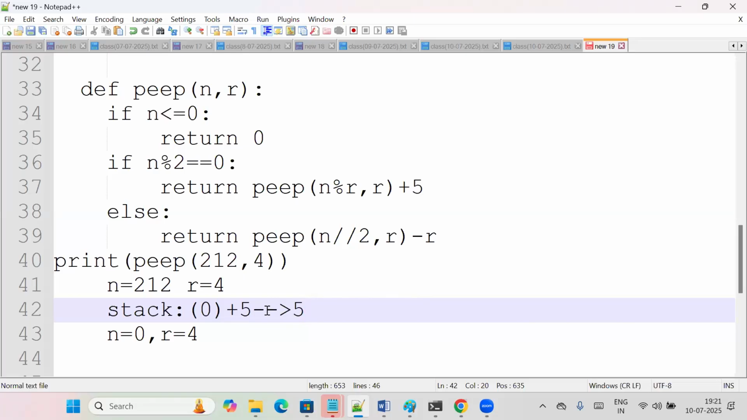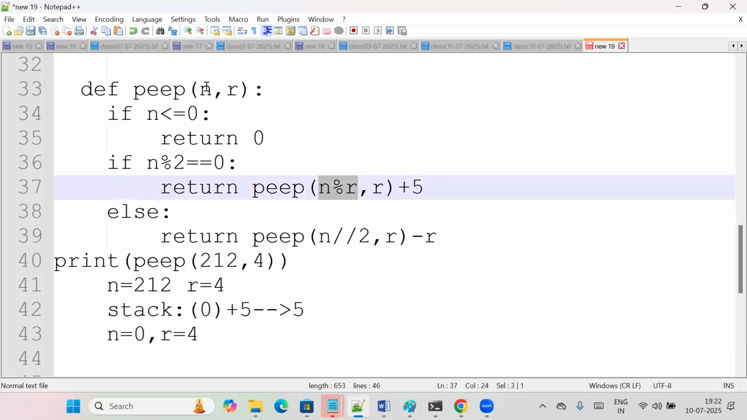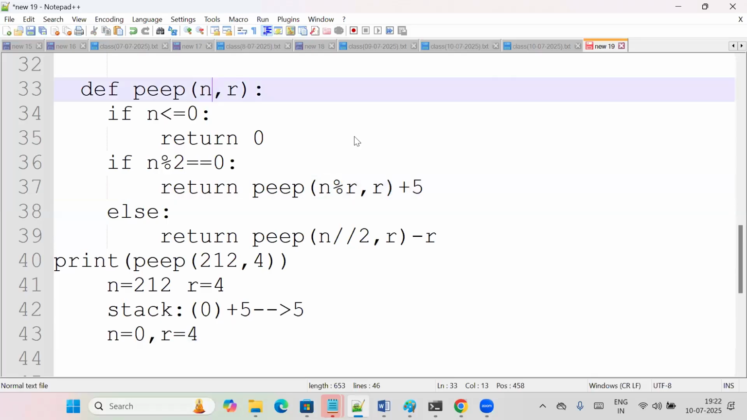What kind of tracing is this then? You are not checking the proper condition, guys. How are you tracing here? N mod R. What are you passing here? N mod R value you are passing to N. R value is the same.